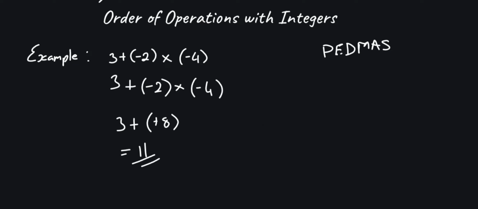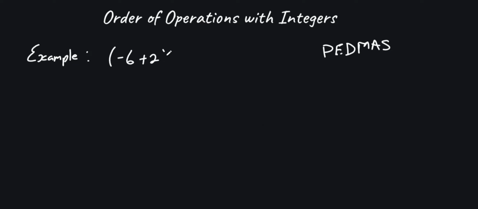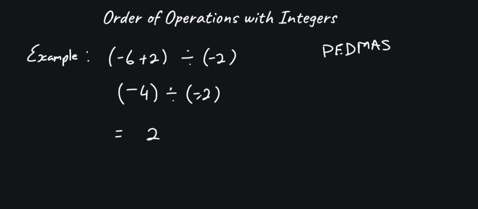And that's our answer. What about negative 6 plus 2, all divided by negative 2? Again, we will start with parentheses, which is P. So we'll work out what's in the parentheses, and then from there we will divide by negative 2. What's negative 6 plus 2? The signs are different, so we're going to subtract them. 6 minus 2 is 4, and the sign of the bigger number is negative, so that's negative 4 divided by negative 2. What's 4 divided by 2? That's 2. And the signs are the same, so it's positive. And our answer is 2.